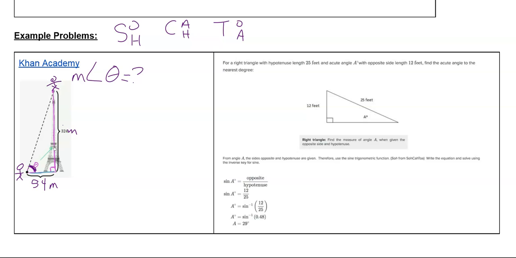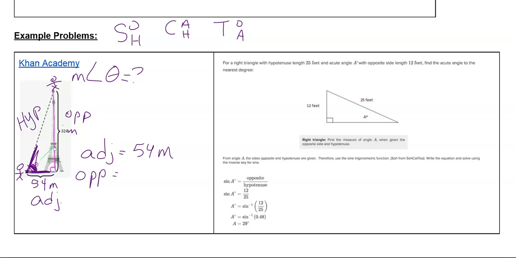All right, so we have this angle here, angle theta. The line of sight is the hypotenuse, which means the ground is the adjacent side. And so the Eiffel Tower is the opposite side of our triangle. So let's go ahead and fill in the information that we know. We know the adjacent is 54 meters, and the opposite is 324 meters. So we have the adjacent side and the opposite side.